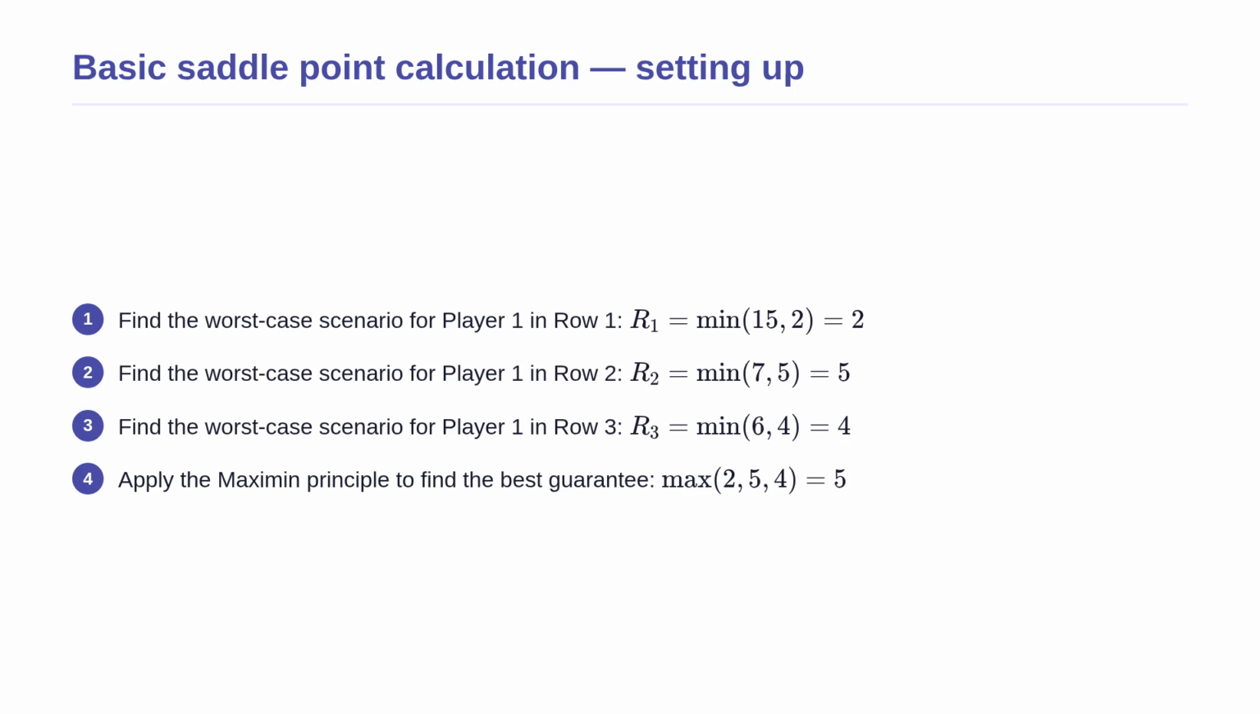For row 1, the possible payoffs are 15 and 2. The minimum is 2. For row 2, the payoffs are 7 and 5, so the minimum is 5. For row 3, the payoffs are 6 and 4, making the minimum 4. Player 1 wants the absolute best of these worst case scenarios. The highest guaranteed value among 2, 5 and 4 is 5. This is our maximum.